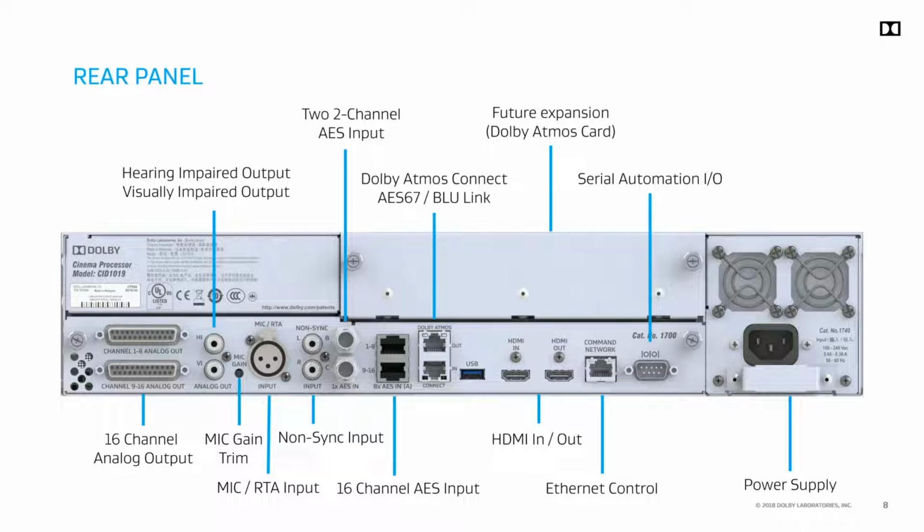Next to that is the command network port. This is a standard Ethernet port. This is how you will connect to the CP950 for controlling and monitoring the unit. You can send automation commands, that sort of thing. And then finally, the 9-pin RS-232 port for ASCII commands, so you can trigger macro changes, volume, and other automation commands. And then at the very far right, we have our power supply, which has 2 fans on top and the power plug, and of course we support 100 to 240 volts.